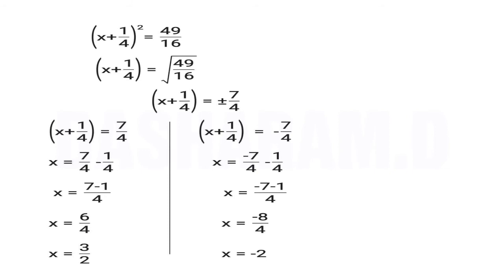Next, simplify the right side. So x + 1/4 = −7/4. This + 1/4 is transposed to the RHS side. Then it will become −1/4. So the denominators are the same. Minus 7 minus 1 is −8/4. −8/4 is −2. So then the required roots of the given quadratic equation are: one is 3/2, and the other one is −2.